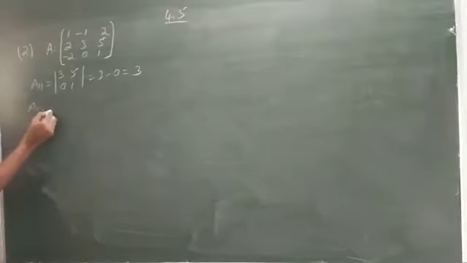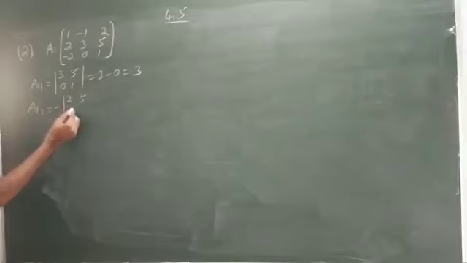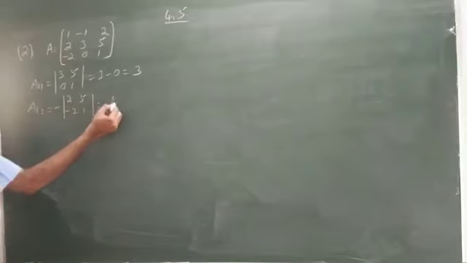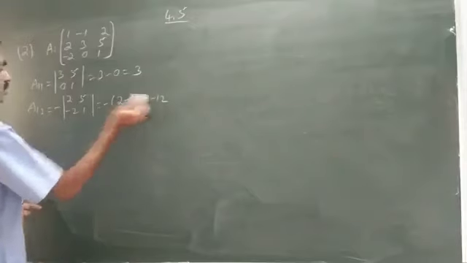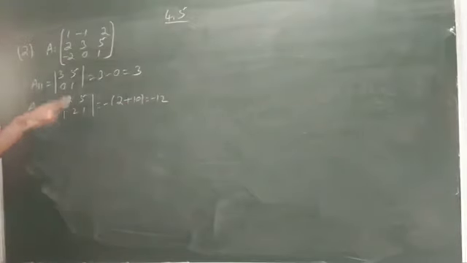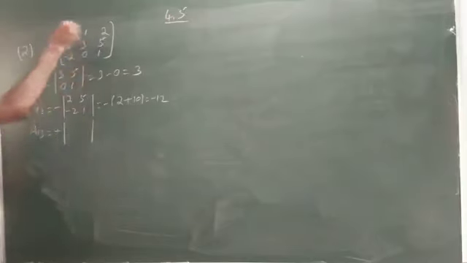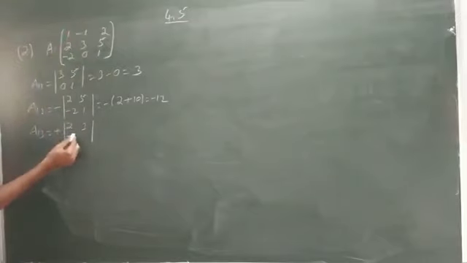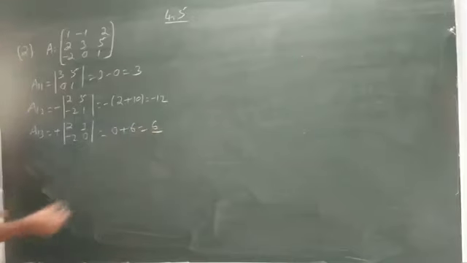To take up A12, it's minus, leave that row and column, 2, 5, minus 2, 1. What is that? 2 plus 10, it's equal to minus 12. Think you have understood? 2 minus of minus 2. I take A13, the sign is plus, leave that row and column, 2, 3, minus 2, 0, 0 minus of minus 6, it is plus 6.